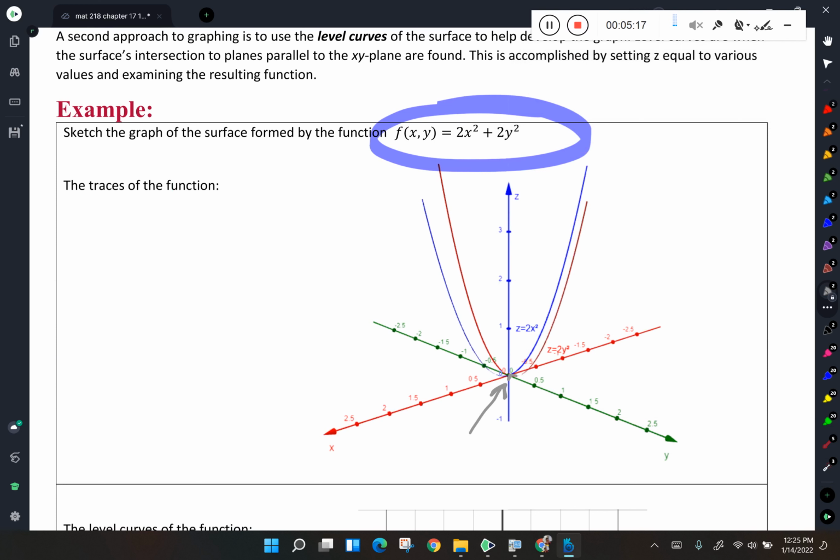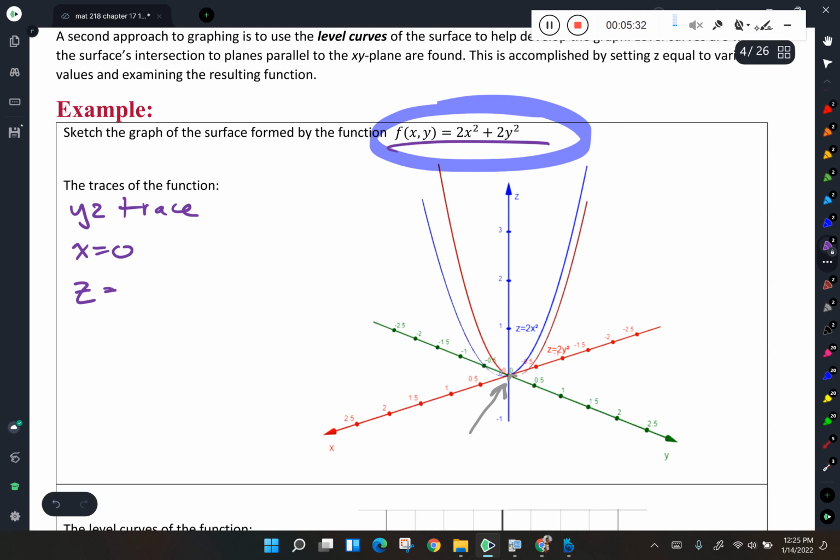Okay. Let's do the yz trace. Well, that's when x is 0. So if I take that function and I set x equals 0, I get that z is equal to 2y squared, which means I'm looking at a parabola. And so the red parabola here is going to be that trace.